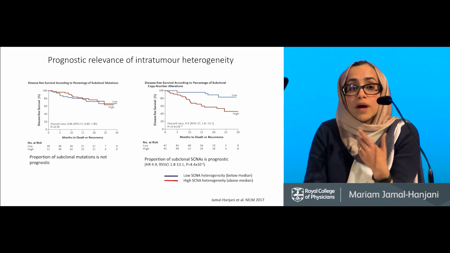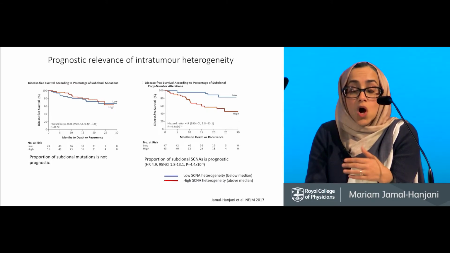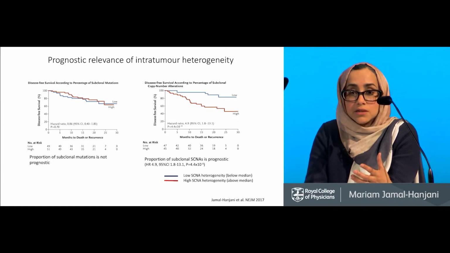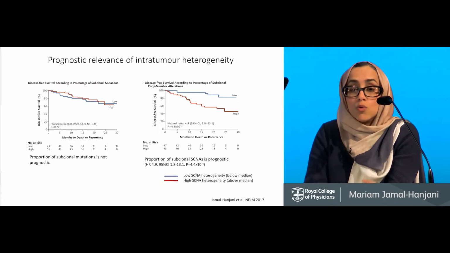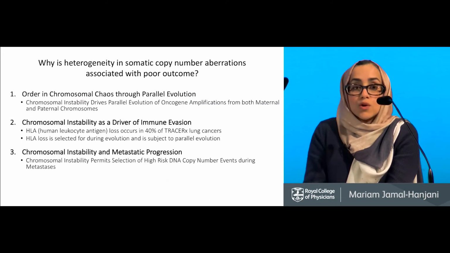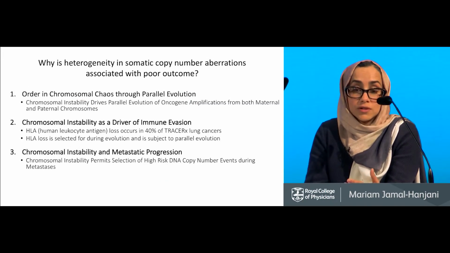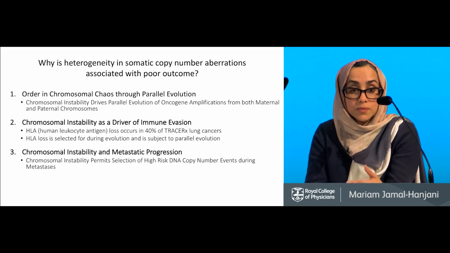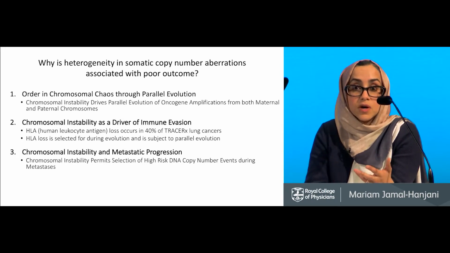So if you have a tumour, a cancer that has a high degree of heterogeneous chromosomal events that have occurred later on in tumour evolution, you're more likely to experience disease relapse early on and the development of metastatic disease and poorer overall survival. So in the interest of time, I'm not going to go through the data that supports this, but we have data that demonstrates why this might be.